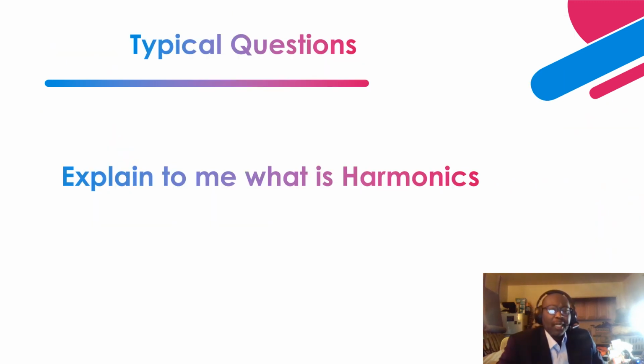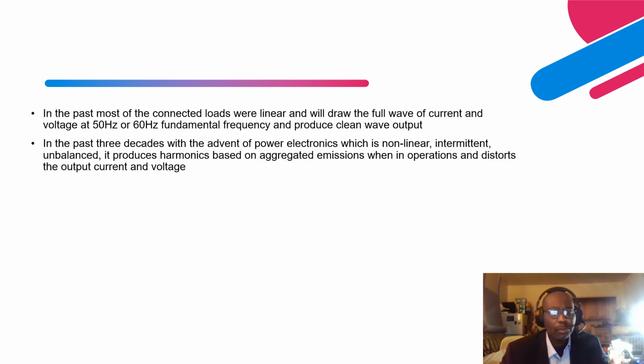Next beautiful question that you may be asked is, explain to me what is harmonics. So this is how you answer it. You say that in the past, most of the loads were linear. More than 3 decades ago, let's say between 20 to 30 years ago, there was not much proliferation or penetration of power electronic equipment and other electronic devices. As such, most of the connected loads were linear in nature.